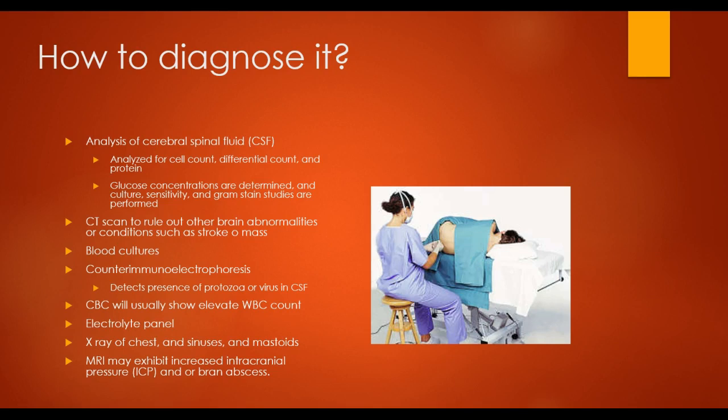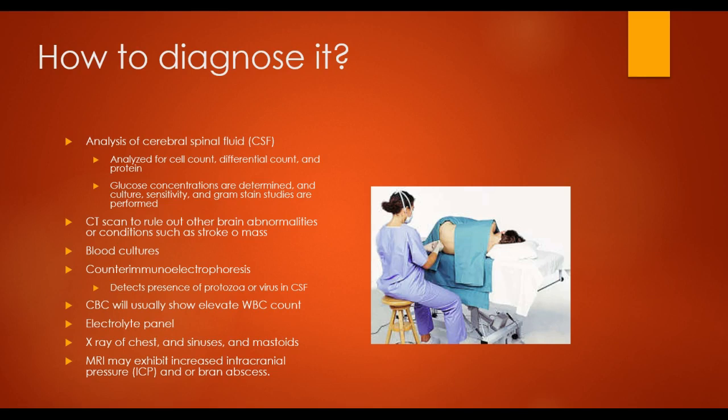Typically, we're just ruling out bacterial and we're attributing it to viral. Now, if the patient persists, we might have to do some of those more obscure studies to check for the protozoa and things like that. So immunoelectrophoresis is just trying to isolate proteins and other particles.